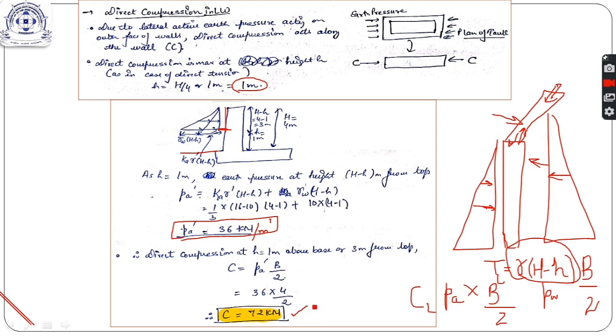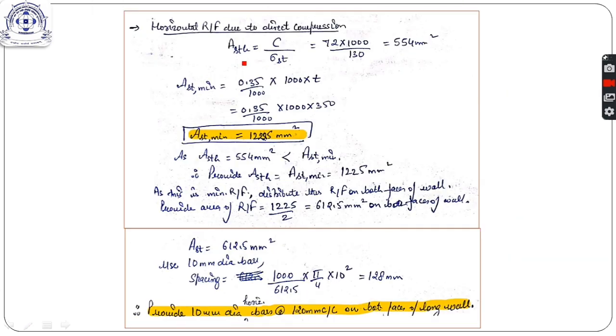The horizontal reinforcement due to this earth pressure will be provided for this direct compression, which is coming out to be 554 mm square, C by sigma st. Now minimum reinforcement is 0.35% of cross sectional area, as you know. So 554 is less than 1222.5, hence we provide reinforcement equal to minimum. As this is the minimum reinforcement, we distribute it on both faces of the wall, and so we provide 10 mm dia bars at 120 mm center to center on both faces of the long wall.